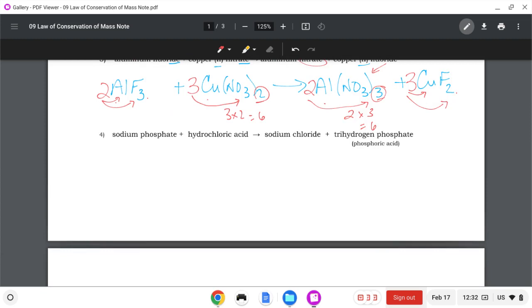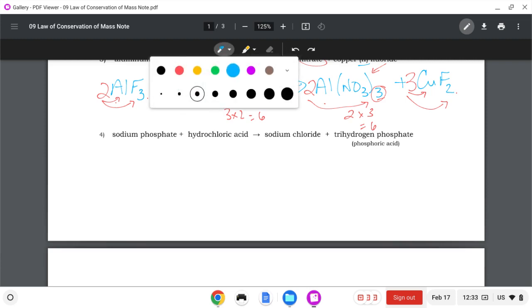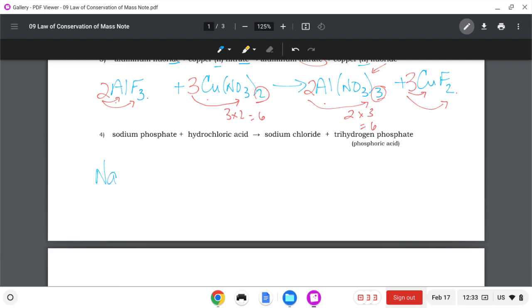And then I'll do this last one for you as well. I'll just come up with the formulas for these. So sodium, actually I'm going to switch my pen color just to keep it consistent. Sodium phosphate, again, is a polyatomic ion. It will be Na3PO4. Hydrochloric acid is a formula you may know. It's HCl, so it's hydrogen and chlorine. Everyone should know sodium chloride, which is salt, NaCl. And then we have trihydrogen phosphate. Trihydrogen would be 3 hydrogens, and then a phosphate would look like that.